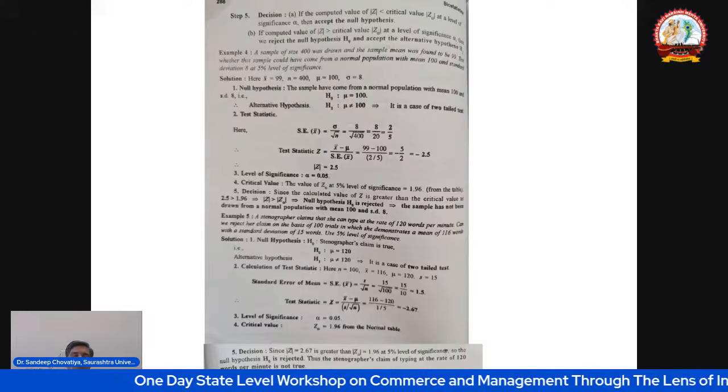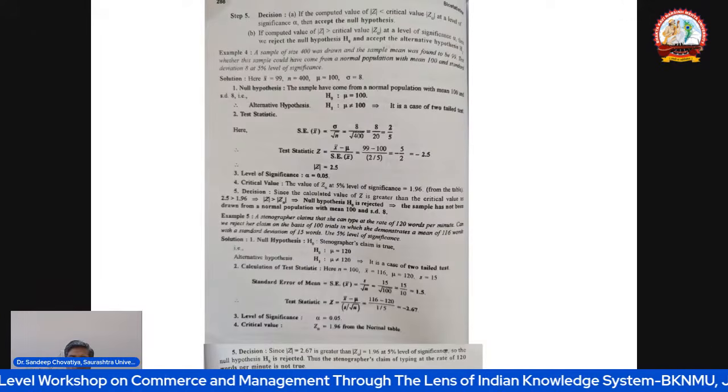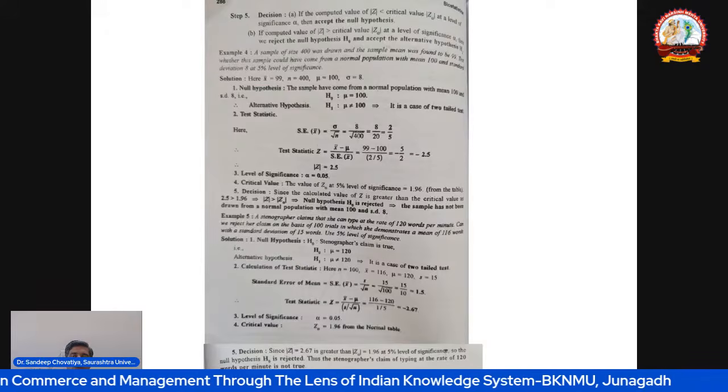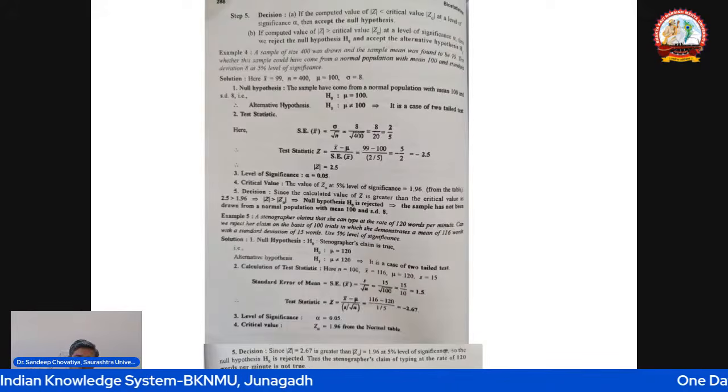Simultaneously, if our z value is greater than the tabulated value, then we reject the null hypothesis and we accept the alternative hypothesis.